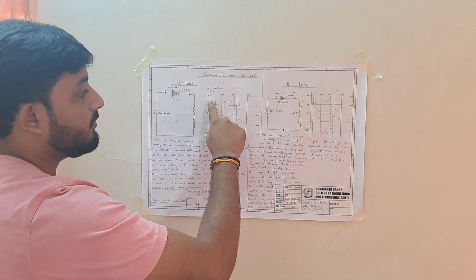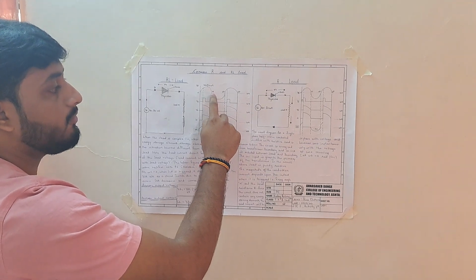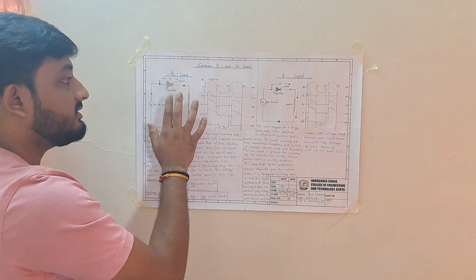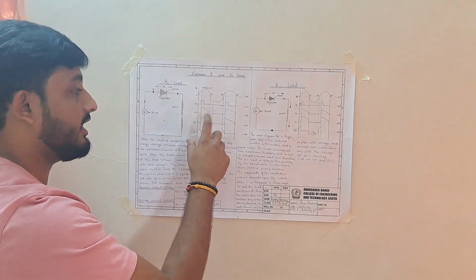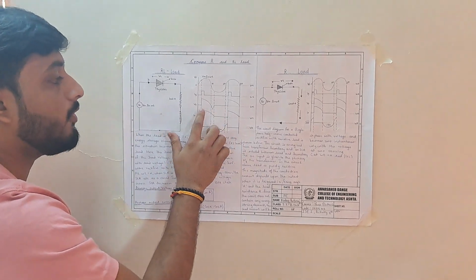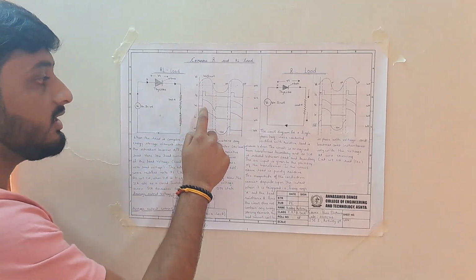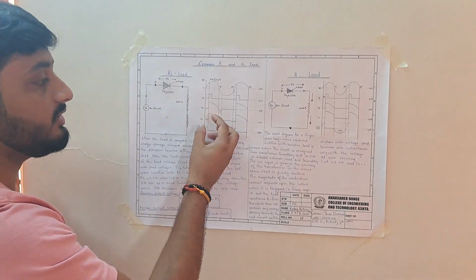The input waveform varies from 0 to pi, and the negative cycle varies from pi to 2 pi. But we have used the SCR circuit, so it will take a positive waveform only, not a negative waveform. This is the input waveform, and this is the output waveform. Because of the SCR, it will not start from the point of 0. It will start at a certain angle.